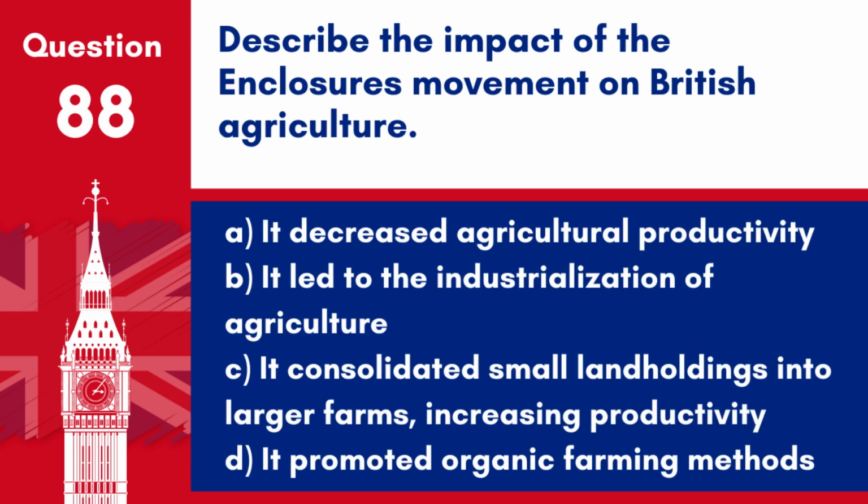Question 88. Describe the impact of the enclosures movement on British agriculture. A. It decreased agricultural productivity. B. It led to the industrialization of agriculture. C. It consolidated small landholdings into larger farms, increasing productivity. D. It promoted organic farming methods.